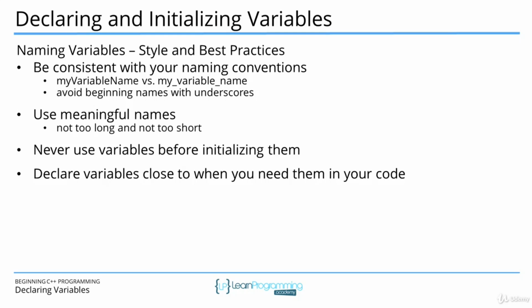Finally, it's best practice to declare your variables as close to when you need them as possible. In other words, if your program uses 10 variables, don't declare all 10 of them at the top of the file and then use them later. Instead, declare them right before you use them.